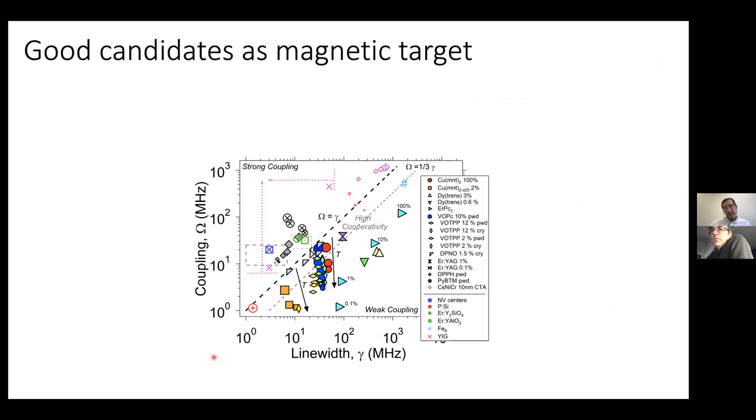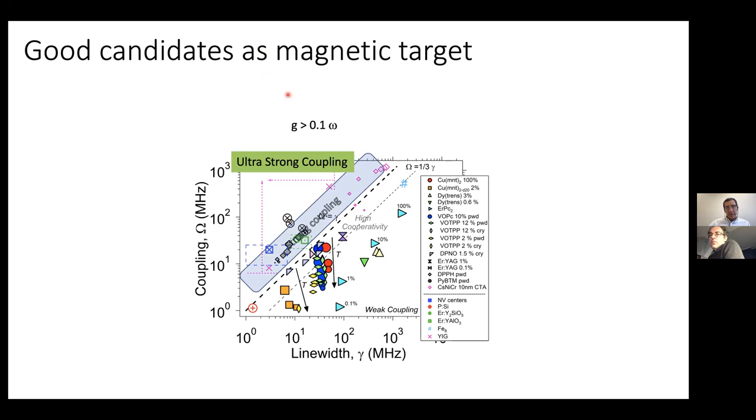This graph is a little bit confusing, but it summarizes different materials. This diagonal line shows the limit between the weak and the strong coupling. So the conclusion is that in the good regime, the strong coupling regime, we have different possibilities of materials to use. And even more interesting is to go into the ultra-strong coupling regime.